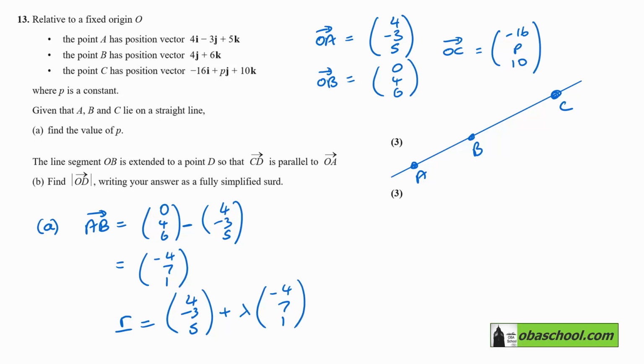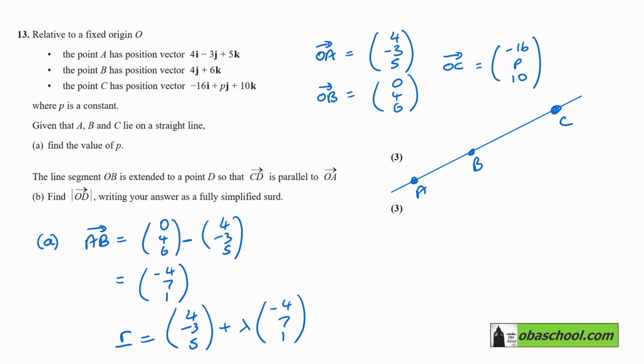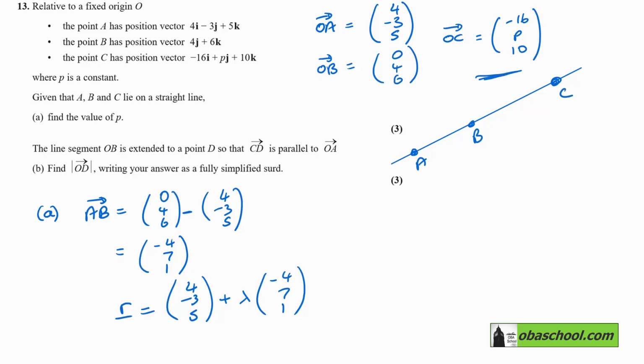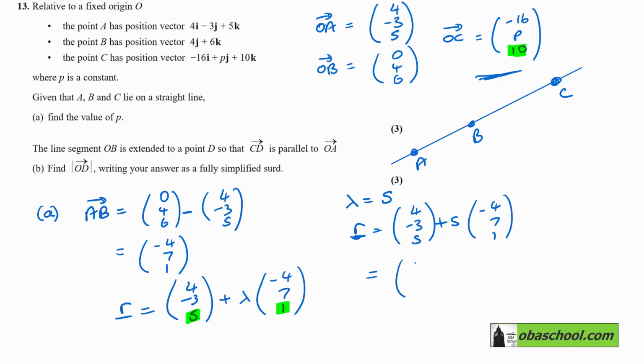And what we're going to do is try and make that match up with the value here. So if we consider the k component here, to get that to be 10, take lambda equal to 5. So if lambda is equal to 5, r is going to be (4, -3, 5) plus 5 (-4, 7, 1). So that is going to be 4 take away 20, which matches with the negative 16. And then 35 take away 3 is 32. And we know that this matches with the 10 because that's how we found the value of 5. And that tells me that p is equal to 32. So we're going to use that in the next part of the question.